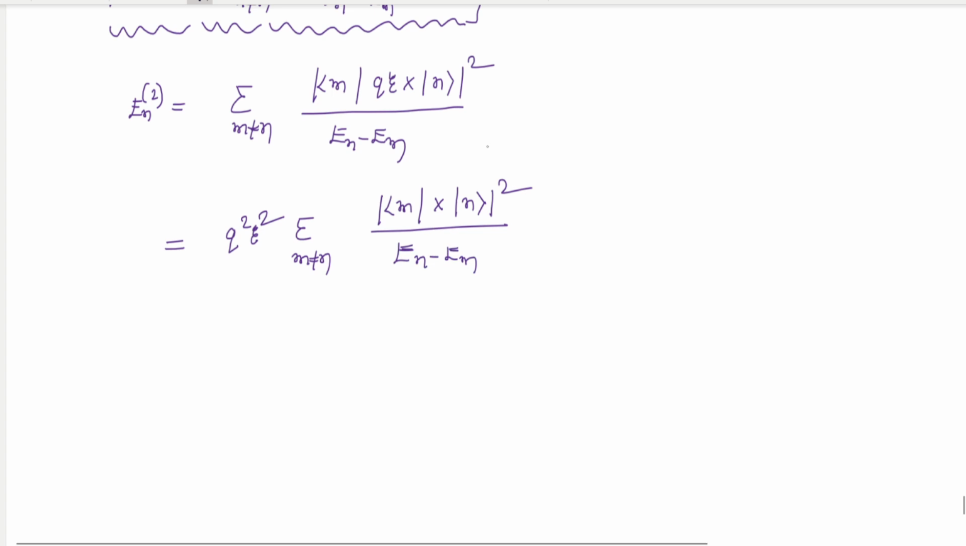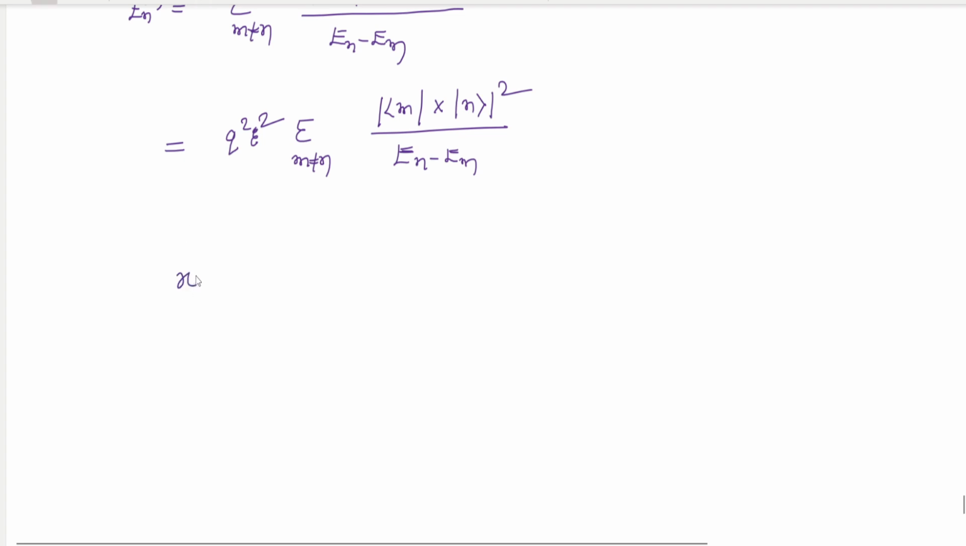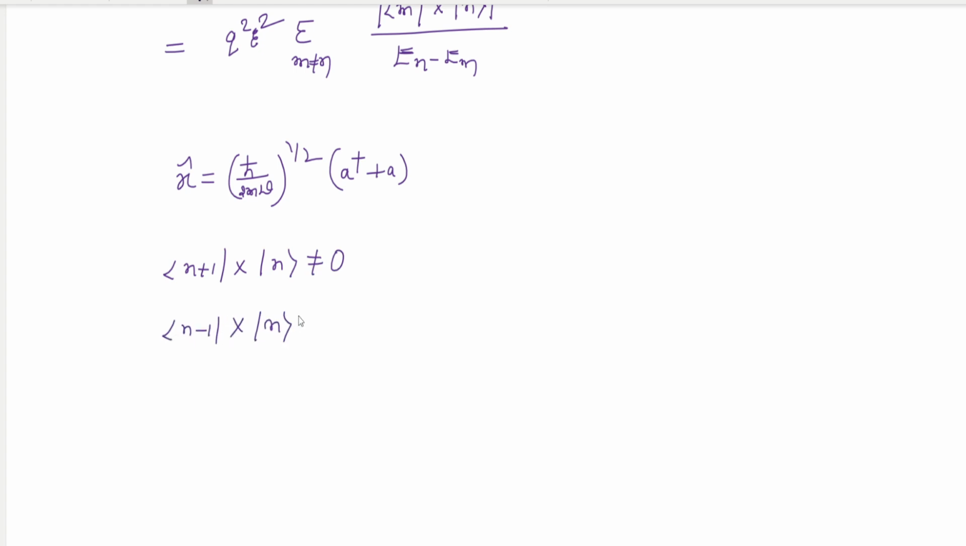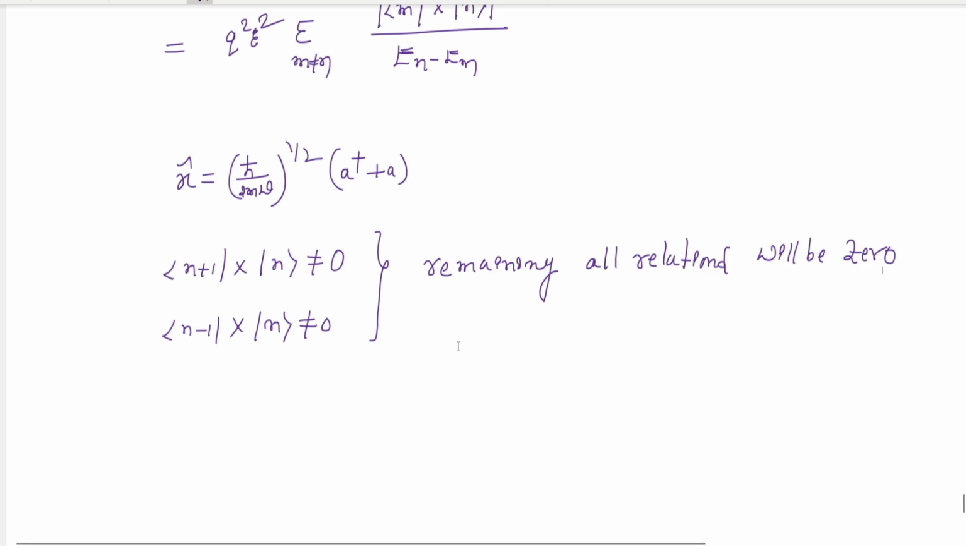So we already know the position operator in terms of annihilation and creation operators. The position operator is (h cross divided by 2m omega) to the power 1/2 times (a dagger plus a). And here I'm going to use two conditions. One is that n plus 1 x n is not equal to 0 and n minus 1 x n is not equal to 0. So all the remaining relations will be 0, except these two.